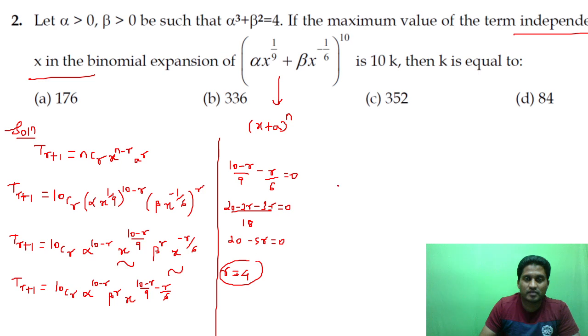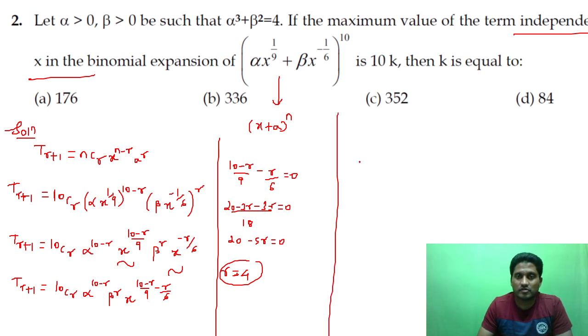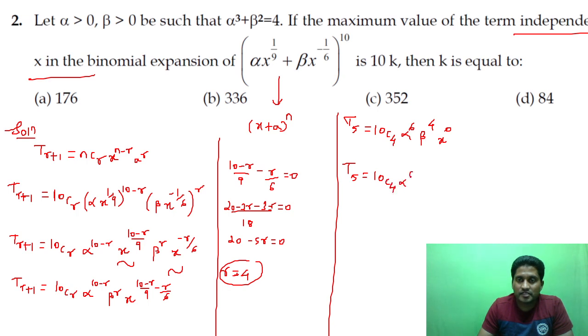Now substitute the value of r. If I substitute r equal to 4, you get T5 is equal to 10C4 alpha to the power of 10 minus 4, which is 6, and then beta to the power of 4 and x to the power of 0. Anyway, that is 1. So T5 is equal to 10C4 alpha to the power of 6 beta to the power of 4. Now I am supposed to find the maximum value of this expression.